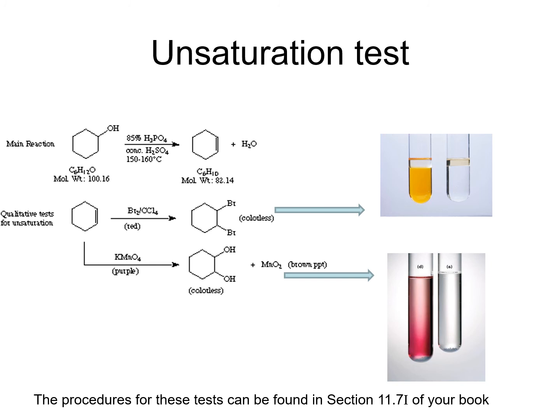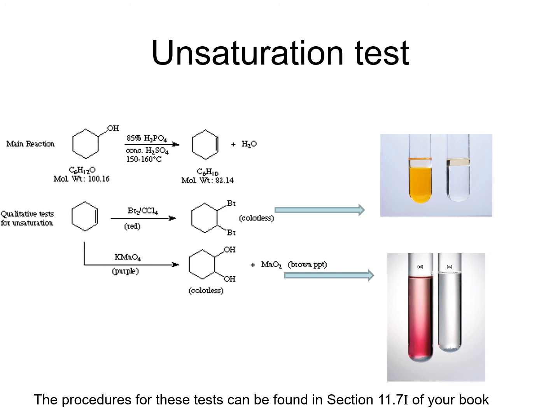So the first test shown is the bromine in carbon tetrachloride. That solution is red. And if it is unsaturated, if you do have that double or triple bond, you'll form the dibromo compound, which is colorless. So that's that top picture there. You see that bottom solution is completely devoid of color, meaning it was saturated.